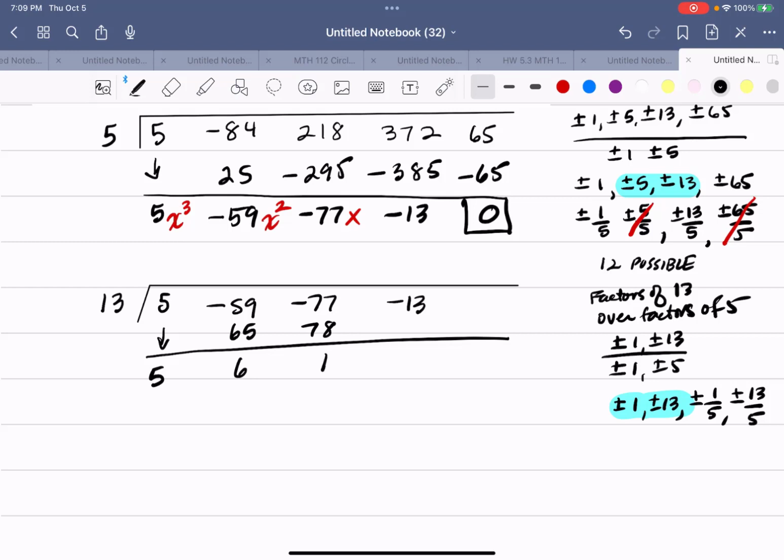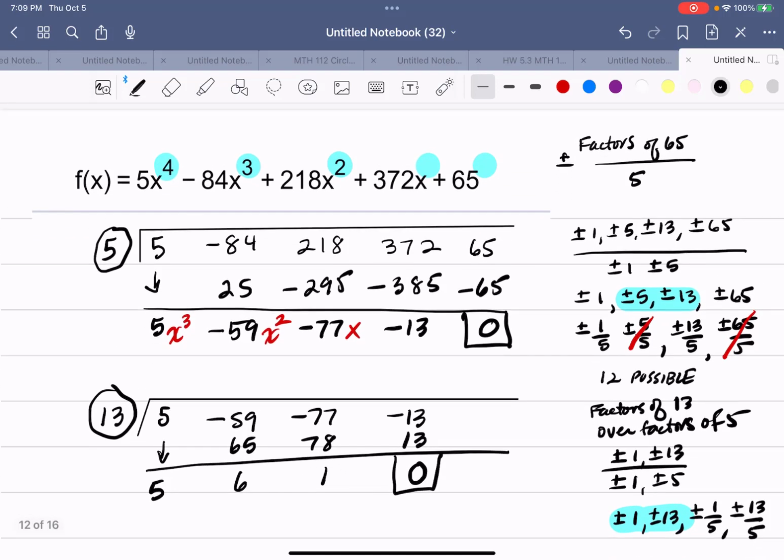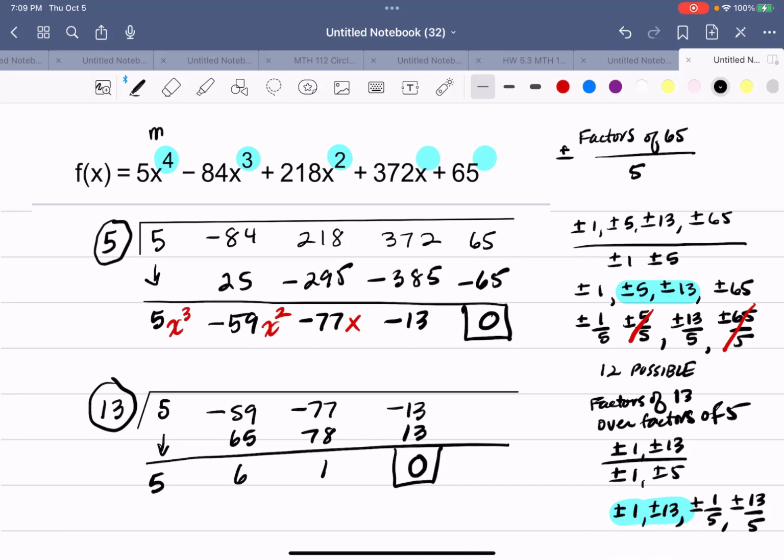I multiply 13 times 1. I get a 13. I've found my second zero. So 5 is a 0 and 13 is a 0. And remember, the maximum number we'll find is 4. So remember, we're looking for 4. We don't know how many will be real, how many will be rational, or how many will be irrational. But we already have 2 of the 4.